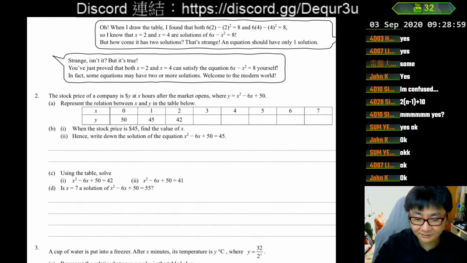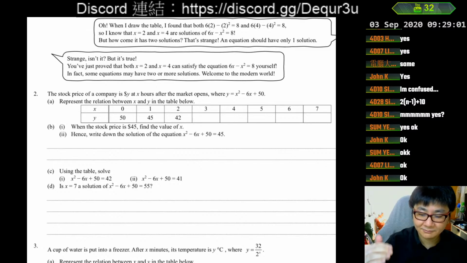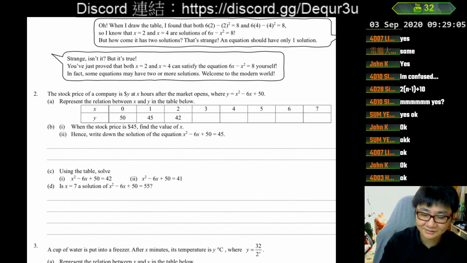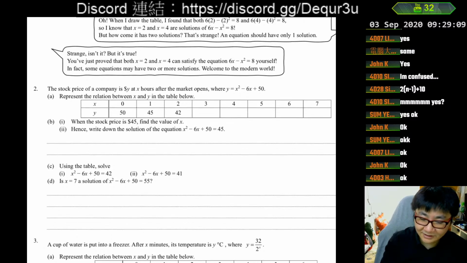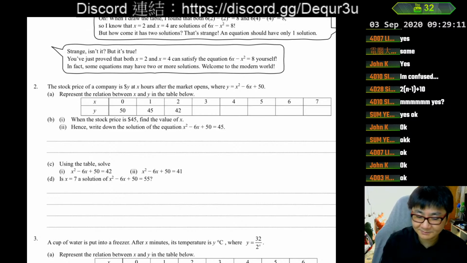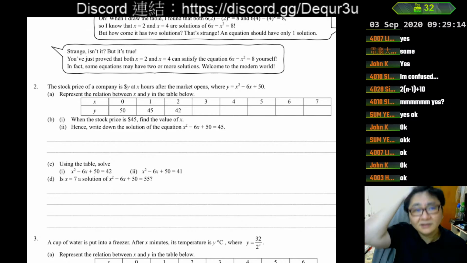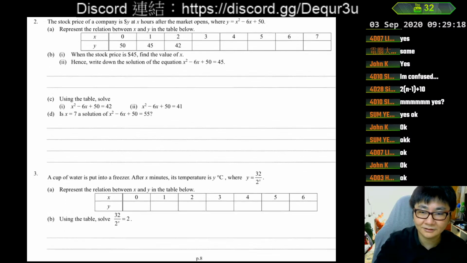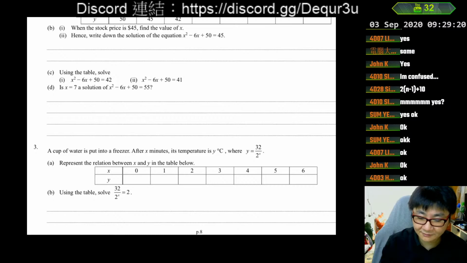Okay, question 2 is also quite like this: you make the table according to the situation. This time it's about the stock market, and then try to solve the equation. Part C has further equations to solve, but I think it is still not hard to do. So I will leave it to you as homework. Question 3 is also similar.